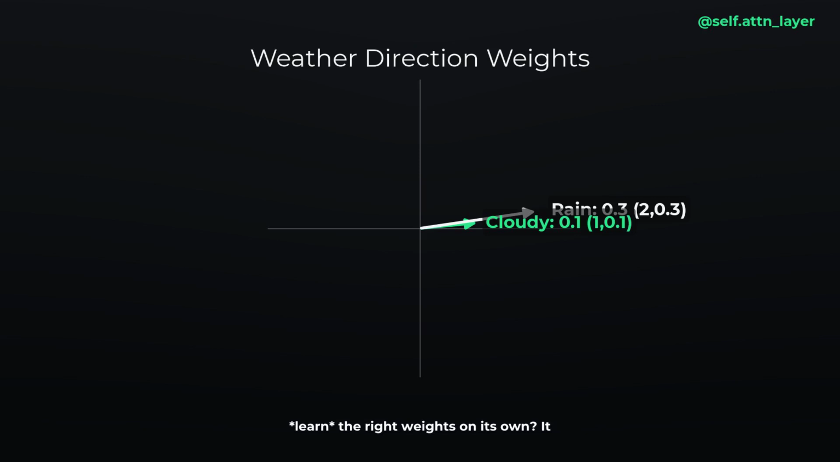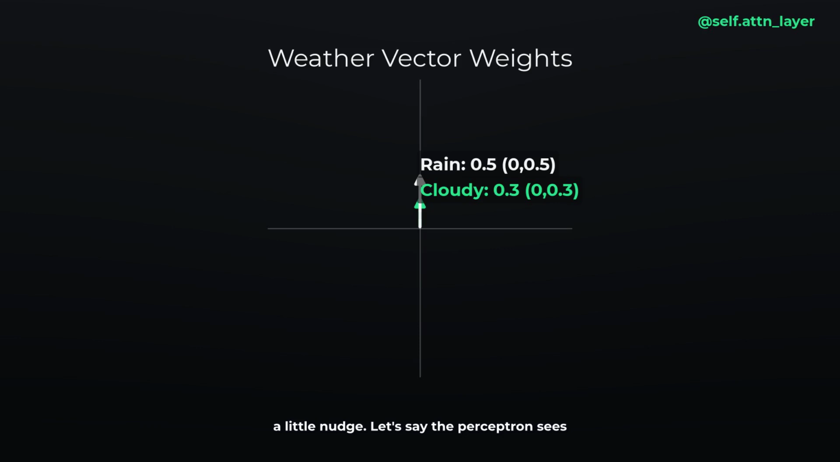It starts with random weights, like cloudy equals 0.1 and rain equals 0.3, and then adjusts them every time it makes a mistake. The adjustment is tiny, just a little nudge. Let's say the perceptron sees a cloudy day and says no umbrella because the sum was too low. But you know you need an umbrella. The perceptron adds a tiny bit to the cloudy weight and the rain weight. Maybe cloudy becomes 0.3 and rain becomes 0.5.